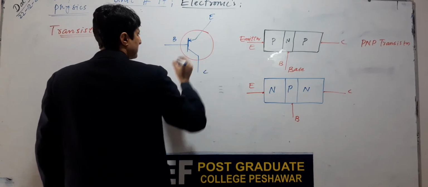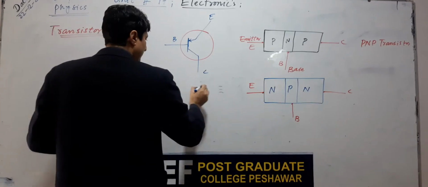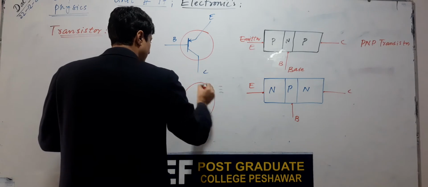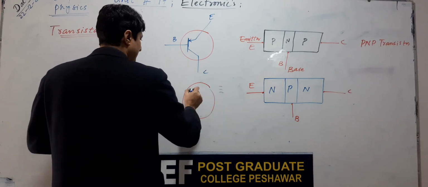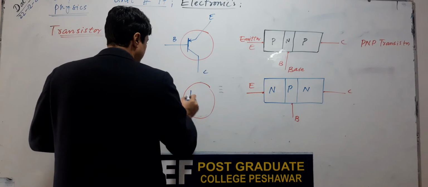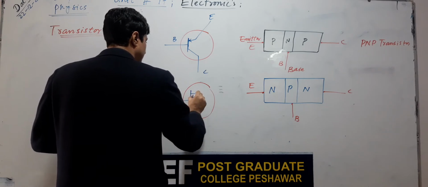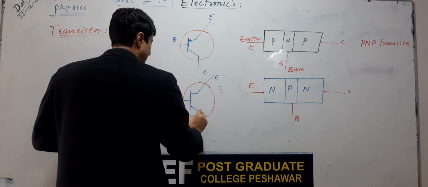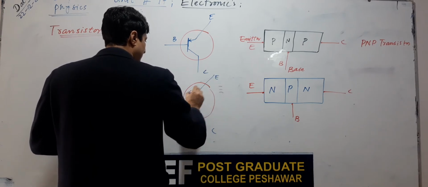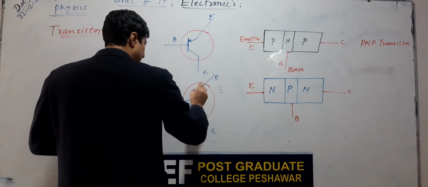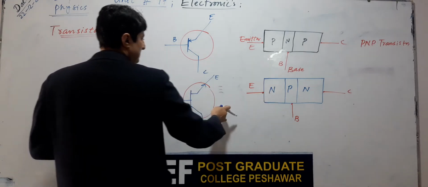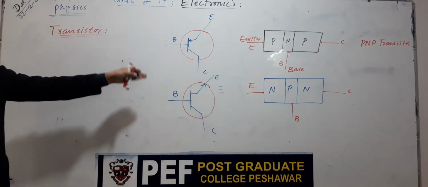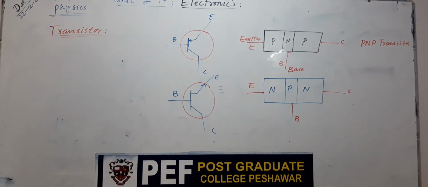If the arrow is toward this one, similarly, again we can draw it like this. This is the circuit diagram for the transistor. This is the base. This one is the emitter. And this one is the collector. If the arrow is away from the base, then we can say that this is an NPN transistor. PNP transistor, NPN transistor. These are the diagrams for transistors.